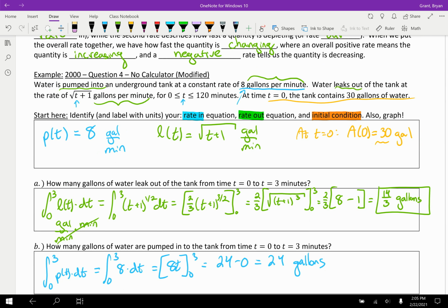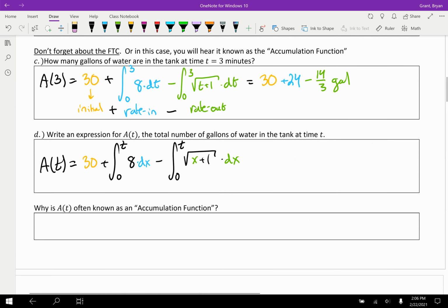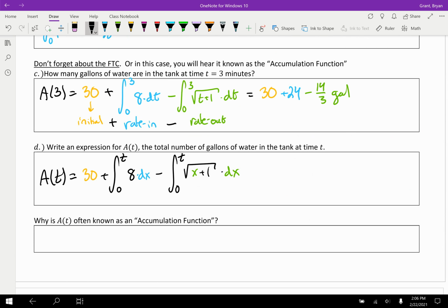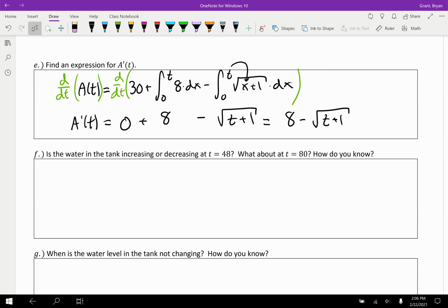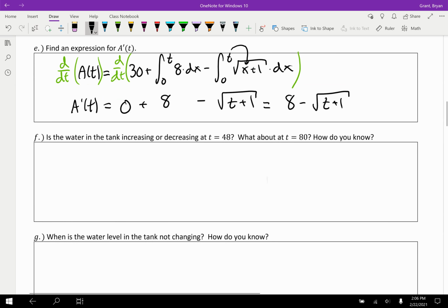And so maybe it makes sense to you that the derivative of our accumulation function is explaining how the amount of water in the tank changes. And the rates that affect how the water changes are the rate that the water is going in minus the rate that is going out. And if you combine those rates together, it will give you an overall rate. And in fact, we're going to explore that in F.